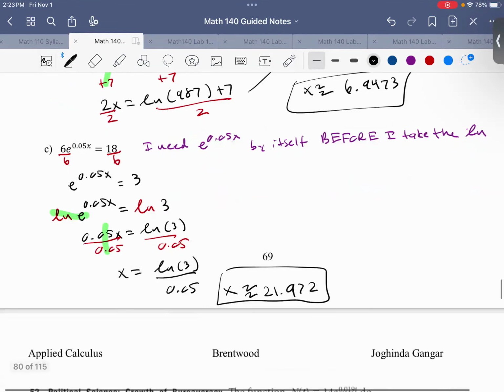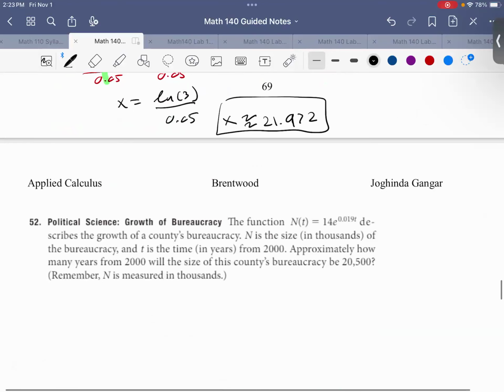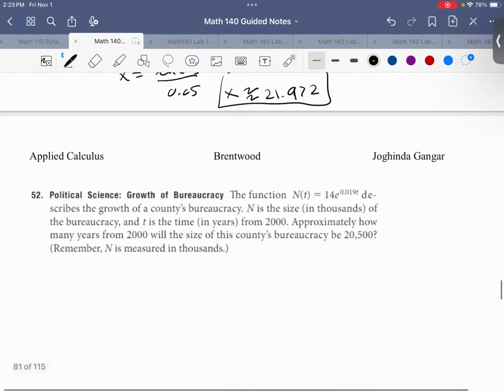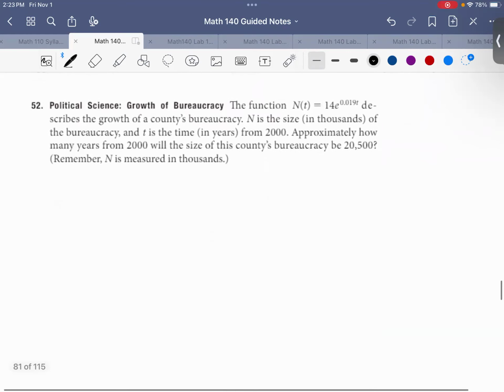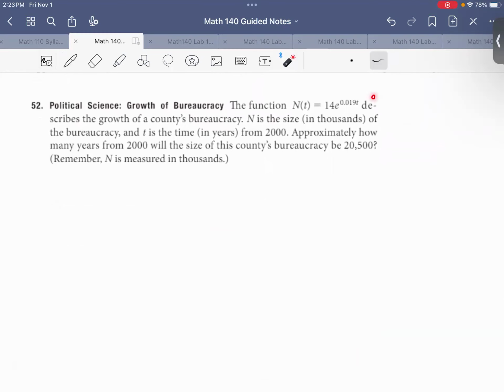So now let's go ahead and look at an application problem of what we were just working on. So the growth function N of t equals 14 times e to the 0.019t describes the growth of a county's bureaucracy and is the size in thousands of the bureaucracy. T is the time in years from 2000. Approximately how many years from 2000 will the size of this country's bureaucracy be 20,500?